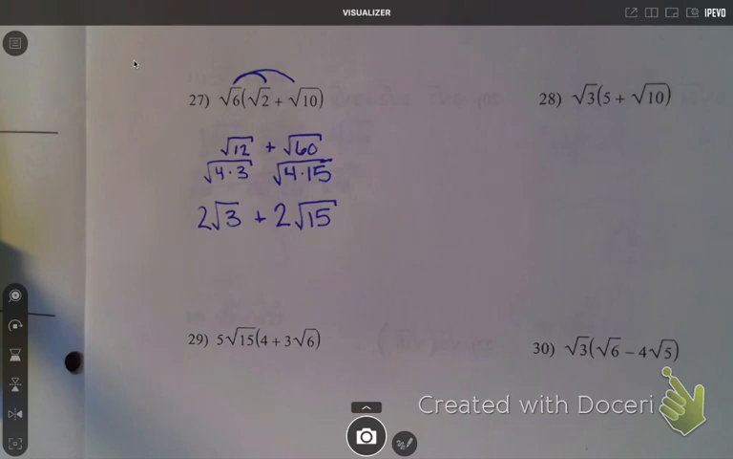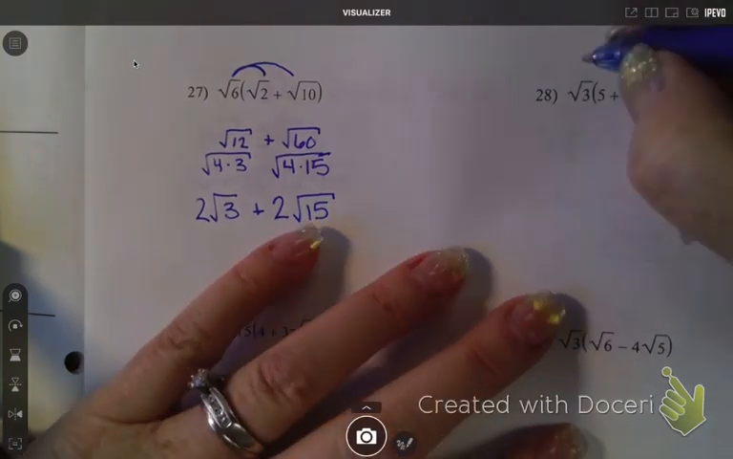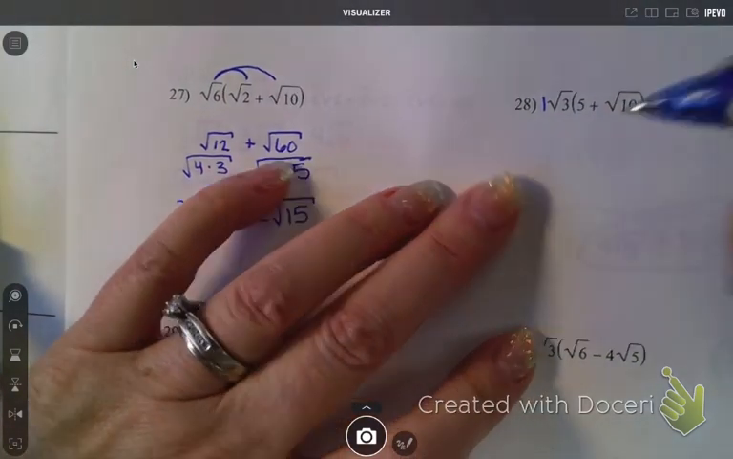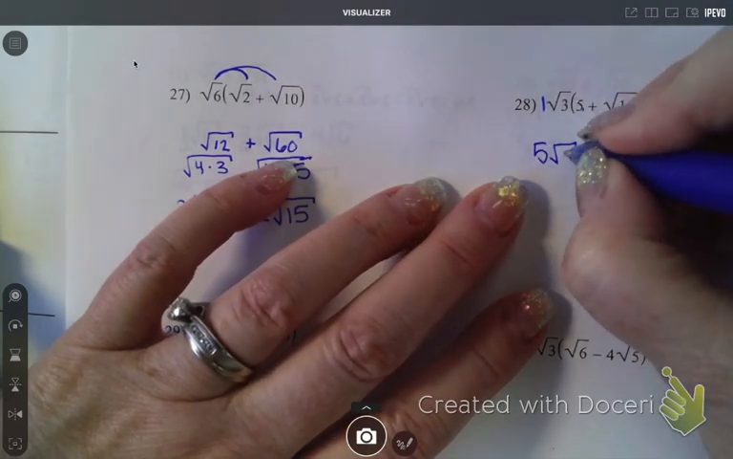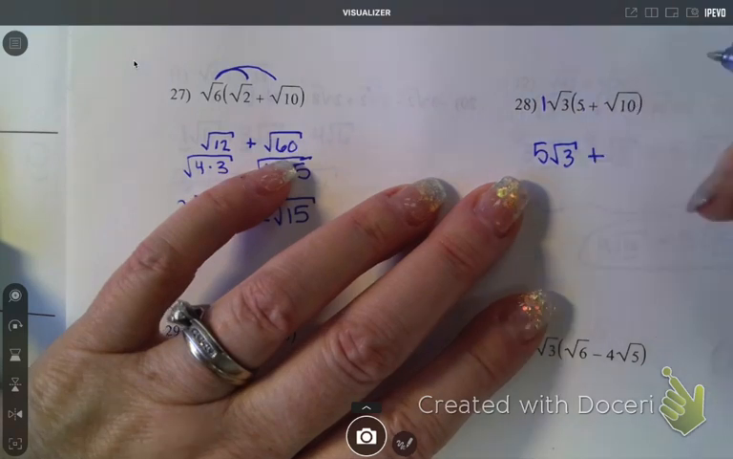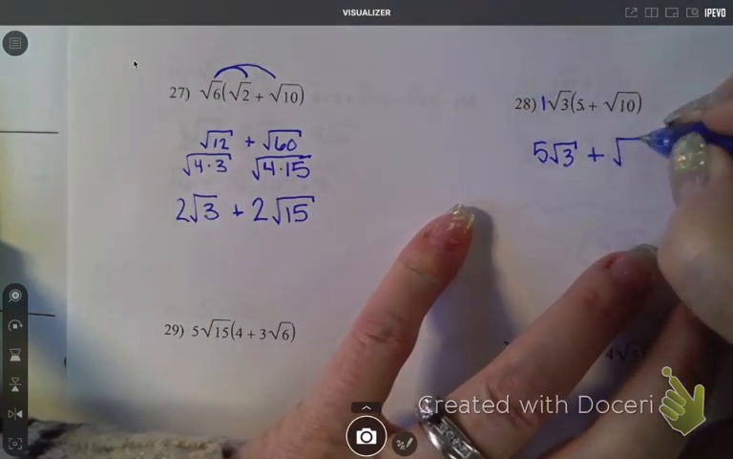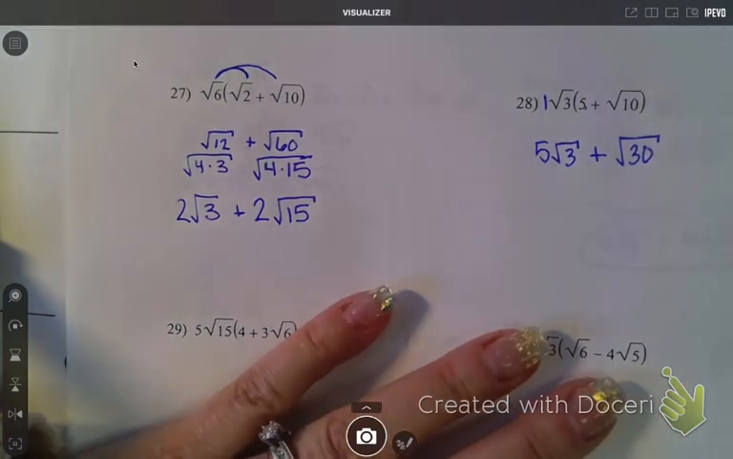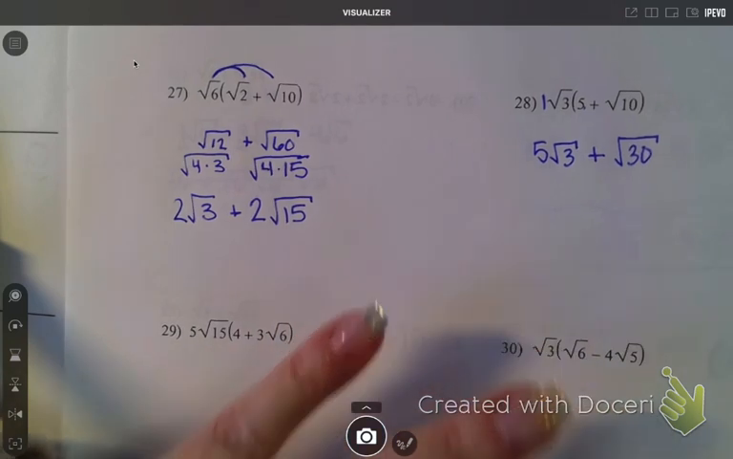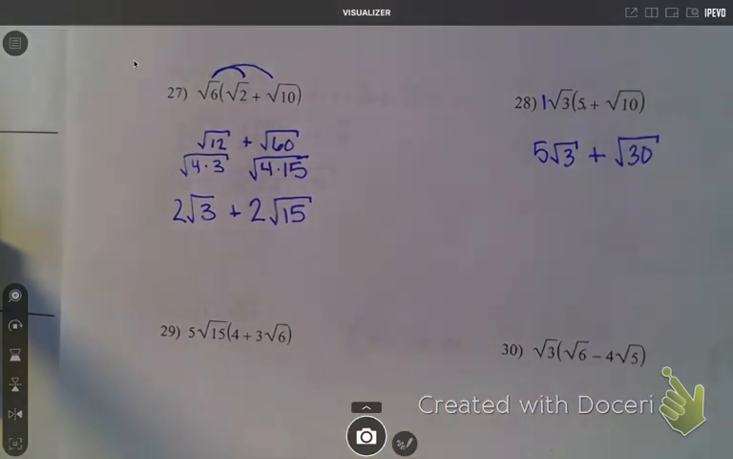Does it have anything to do with 5 not being in a square root? No, it does not. You just multiply whole number times whole number, square root times square root. There's a 1 in front of the square root, correct? So 1 times 5 is 5. So we're going to have 5 square root of 3 plus the square root of 30. Is there a perfect square in 30? 30 is 5 times 6. There's nothing, so that's it. You're done.